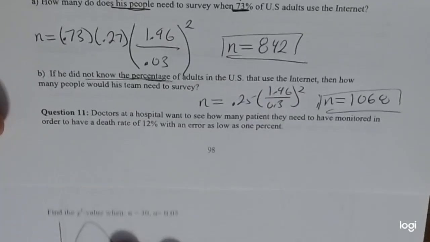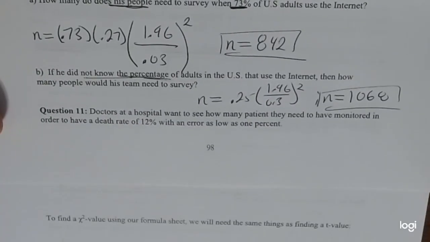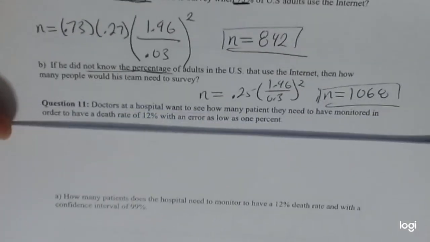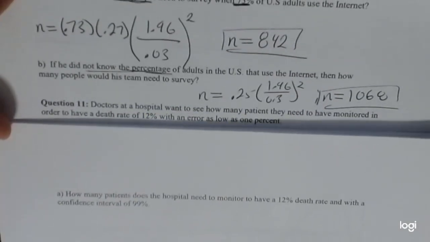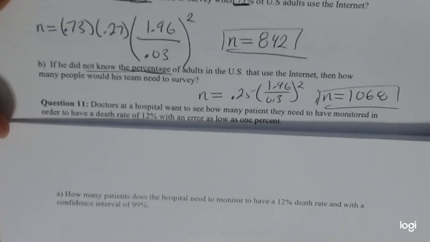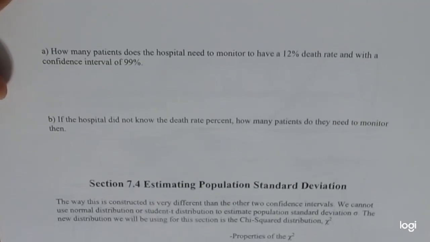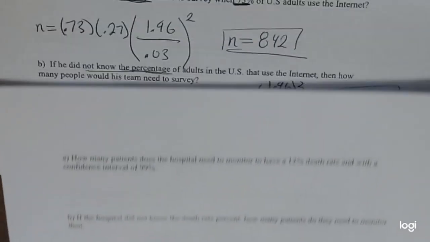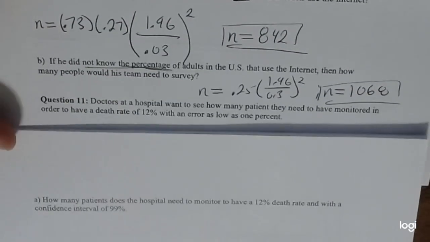Okay, so let's go on to the last question here. Doctors at a hospital want to determine how many patients need to be monitored in order to have a death rate of 12% with an error as low as 1%. Okay, so that's the situation. A says here, how many patients does the hospital need to monitor to have a 12% death rate with a confidence interval of 99%? All right, so it's still proportion, correct?